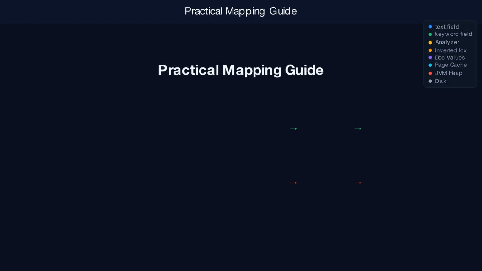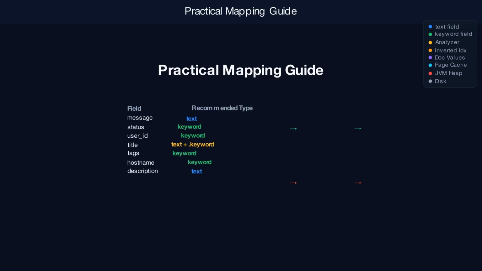Let us build practical intuition with common fields you will encounter. Product descriptions, log messages, email bodies, and blog posts are natural text fields because users search for words within them. Status codes, user IDs, tags, host names, and email addresses are natural keyword fields because you filter, sort, and aggregate on exact values. Some fields need both.